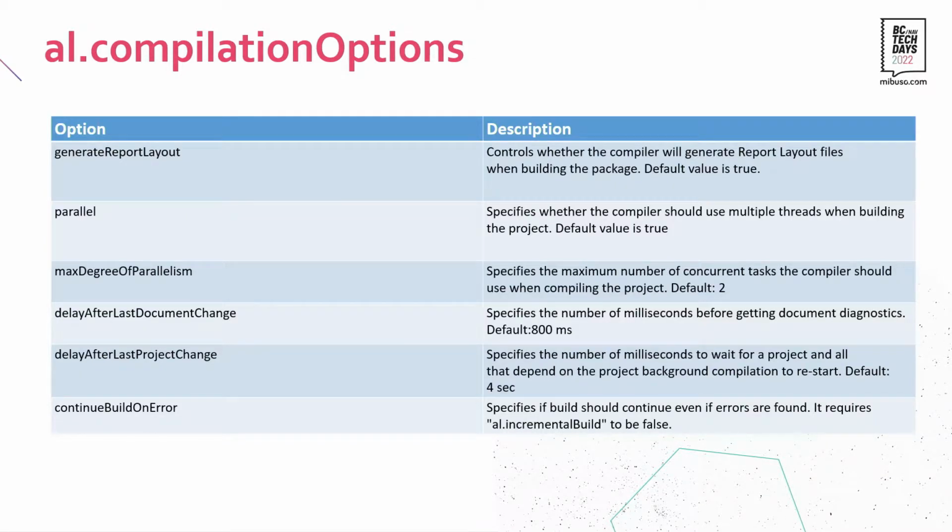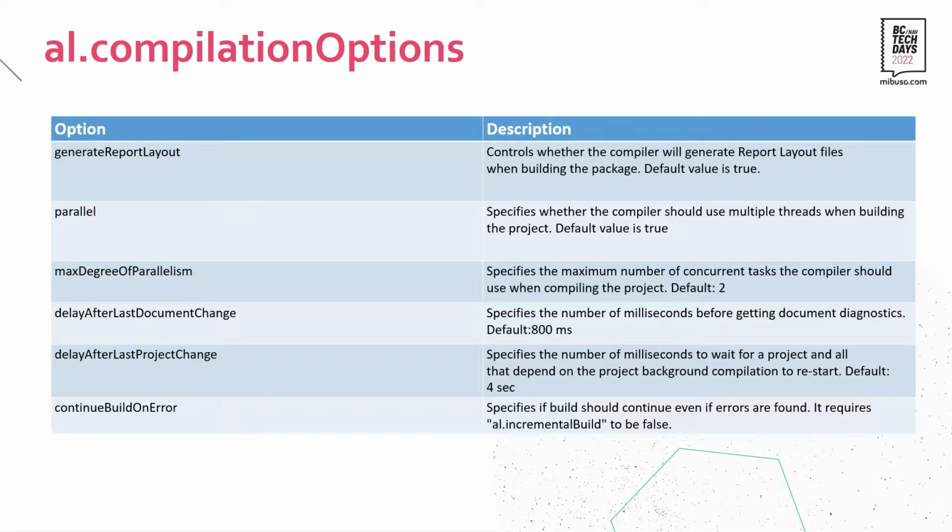Next one, we have compilation options. So these are specific options which will increase or boost your performance when you're trying to build, compile your extensions. We have generate report layout, straightforward. Do you want the one to be generated or you don't want to? We have the next two, which are related to the compilation, if you want to use parallel compilation. So you can decide if you really want to use it or you don't want to. On our servers, we go with parallel, so we have better performance.